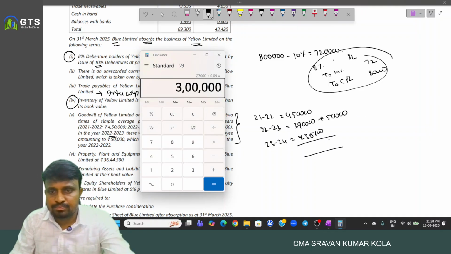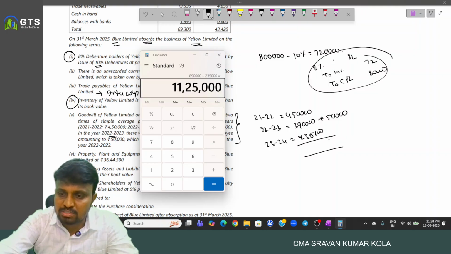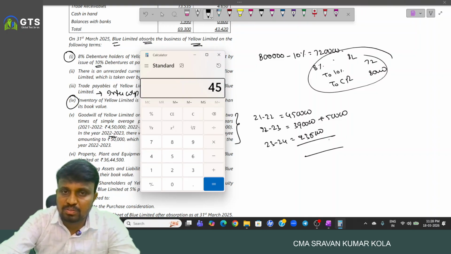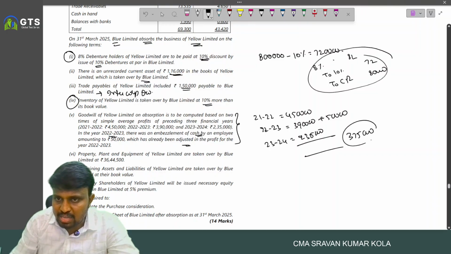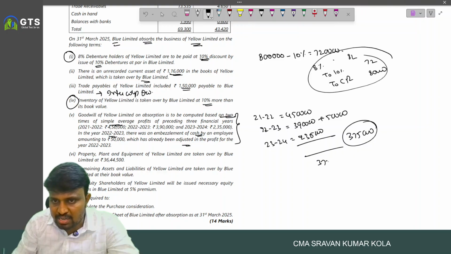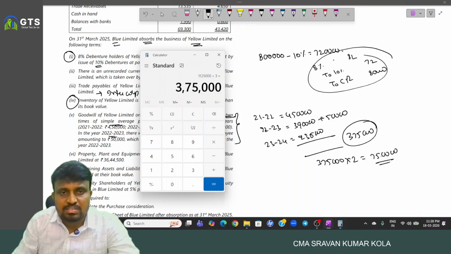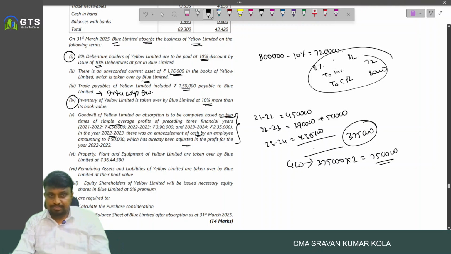What is the total? So 4,50,000, 3,90,000 plus 50,000, and 2,35,000, divided by 3. 3,75,000 is the average profit. What is the goodwill? 2 times the simple average profit, so 3,75,000 into 2 is 7,50,000. This is the goodwill, and it is added in net assets.